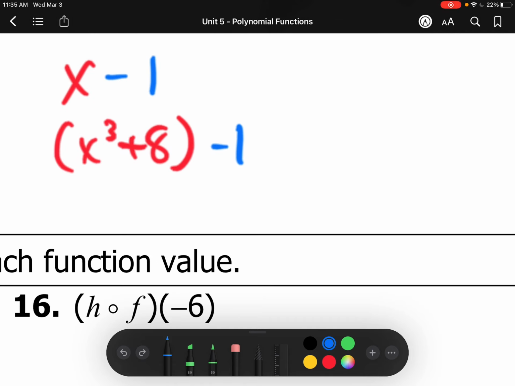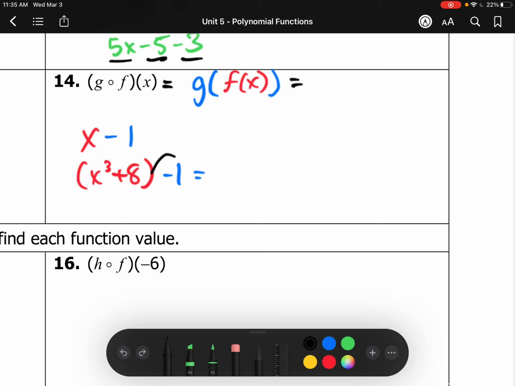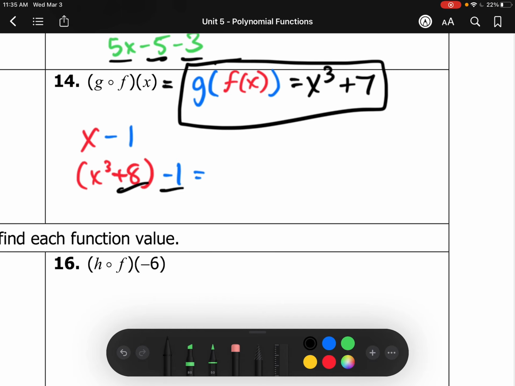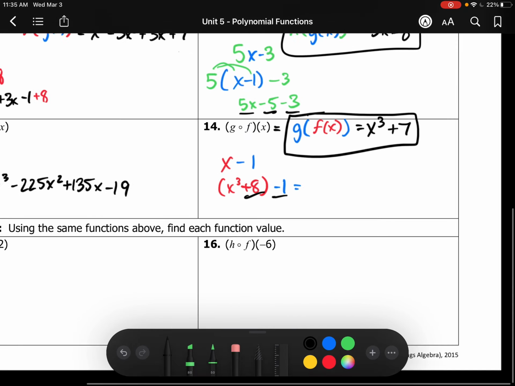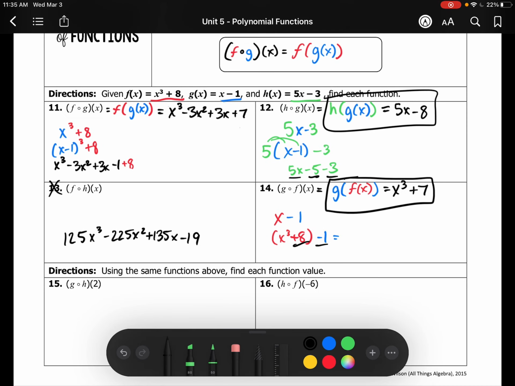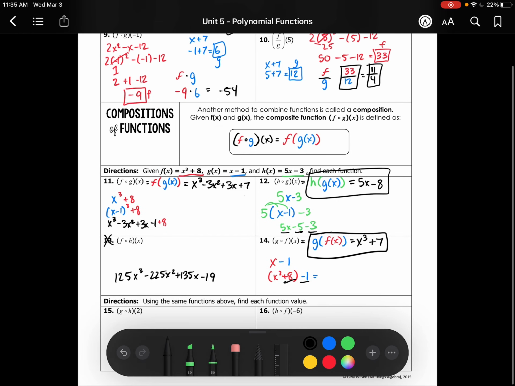So this final result, I'm actually going to write it over here. x cubed doesn't have a like term that we're combining it with, so we're going to have x cubed. And then these two are like terms. 8 minus 1 is going to be plus 7. So our final answer here is x cubed plus 7. So again, I hope that one made sense and helped you understand this. And this is pretty simple.